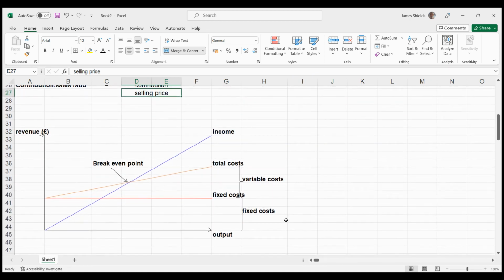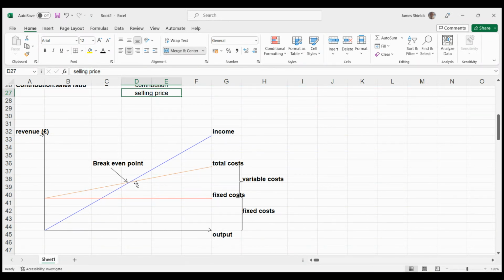Now this is a break-even chart here. So the vertical axis is the revenue and the horizontal axis at the bottom is the output. Now the blue line is the income. The red line going across horizontally are your fixed costs. And the brownish line going diagonally are your total costs.